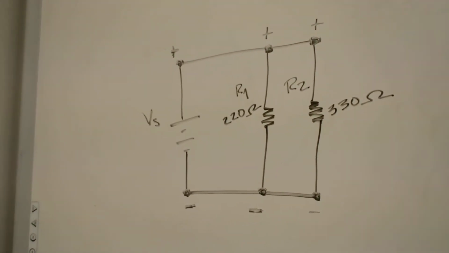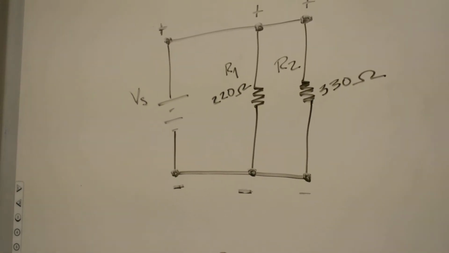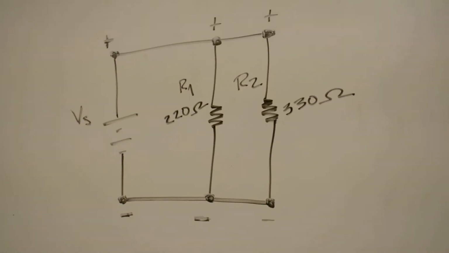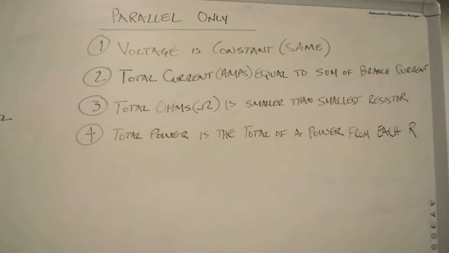Schematically it looks like this. I could add as many components as I want as long as the top's positive and the bottom's negative, or across the source would be the more accurate way to say that. But there are four things we think about when we're talking about a parallel only circuit.